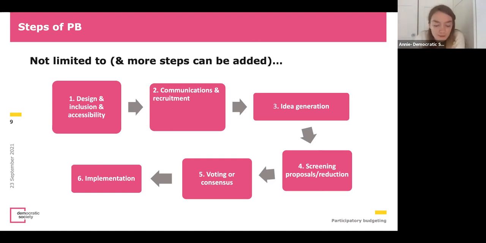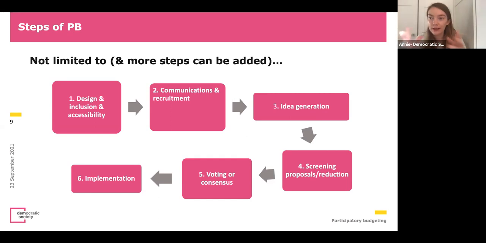Idea generation. We'll touch on this more in detail this afternoon, but this involves thinking about how people can propose ideas and proposals based on the criteria you've set and the budget you've set. This can be done online, in person, or a combination of both. And it might be based on a specific theme as well.